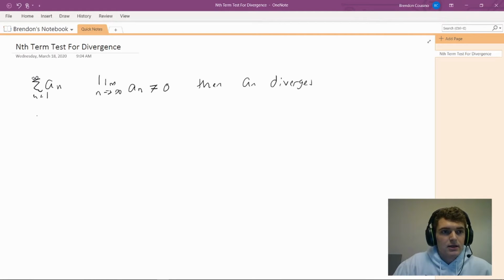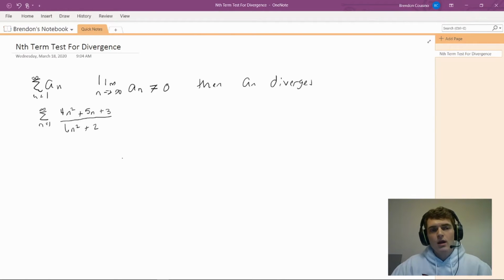So let's see what that would look like. I'm going to take the series from n equals 1 to infinity of the rational function 4n squared plus 5n plus 3 over 6n squared plus 2. What we want to do is take our a of n piece. The a of n is going to be our function inside of the series.